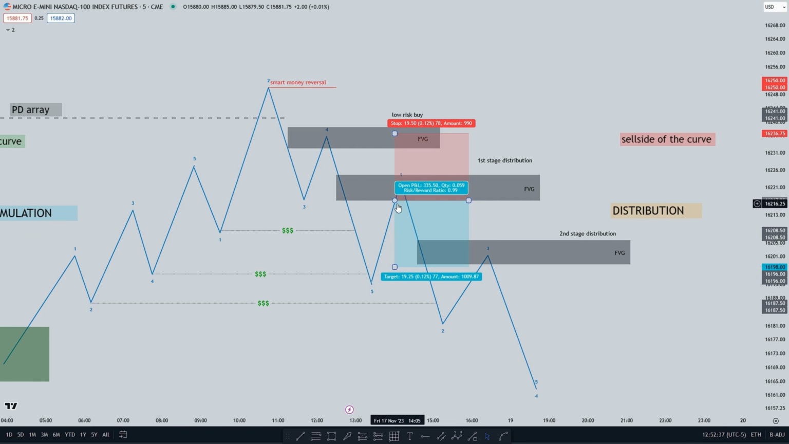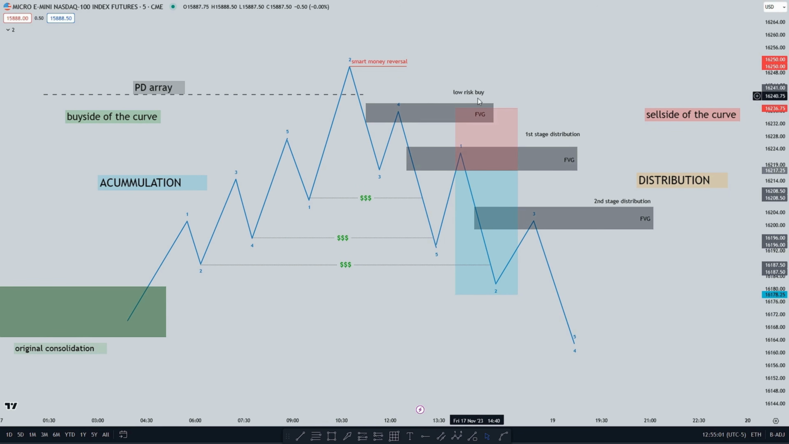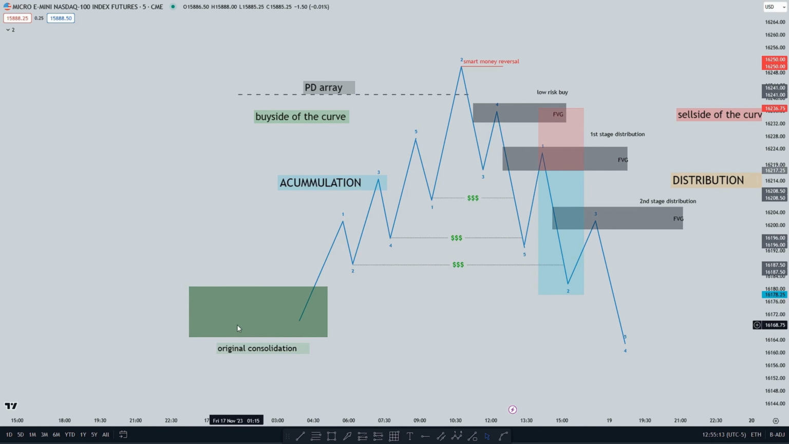So your entry would be right at the low of this fair value gap, and then your stop loss would be at the high we formed at the low risk buy fair value gap. The reason you want to put your stop loss above the high we formed at the low risk buy fair value gap is because it's called an intermediate high. That's basically a high that we shouldn't retrace up to before we touch the original consolidation.